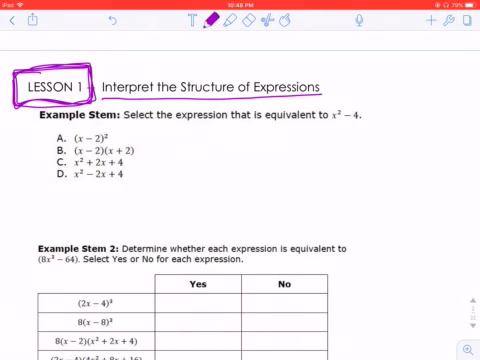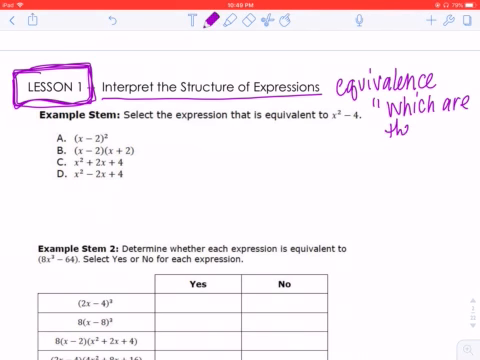So today we're going to be interpreting the structure of expressions, and all that really means is equivalence, or like which of these is the same. So which are the same? All right. So we're going to see some really high key language here. We can translate it into low key language, and that way we can help figure it out. So select the expression, that means choose one of these, that is equivalent or equal to this thing.